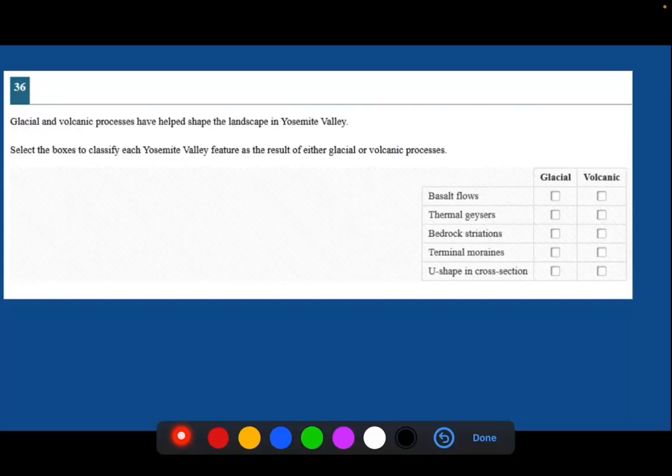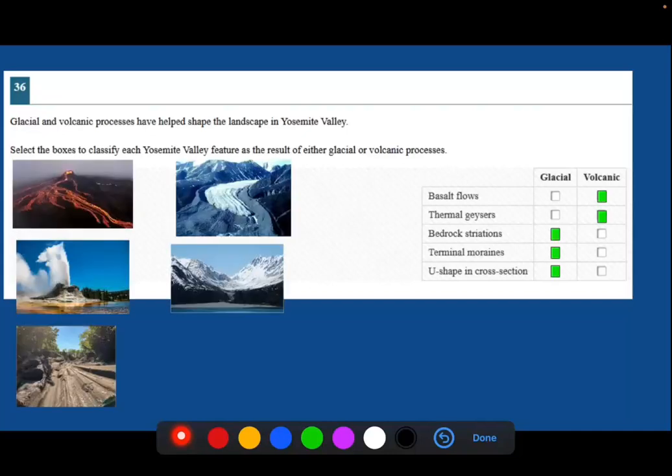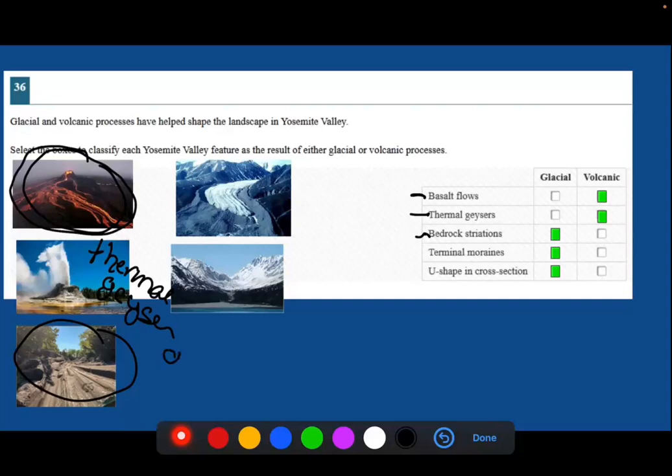I'm going to show you pictures of those because I think that's going to help. All right, for the first one, for basalt flows, this right here is basalt flows. That is, we have a volcano that has lava coming out of it. Next, we have our thermal geysers. Those are those hot areas where steam shoots out of the earth. And then we have our bedrock striations, also known as glacial grooves.